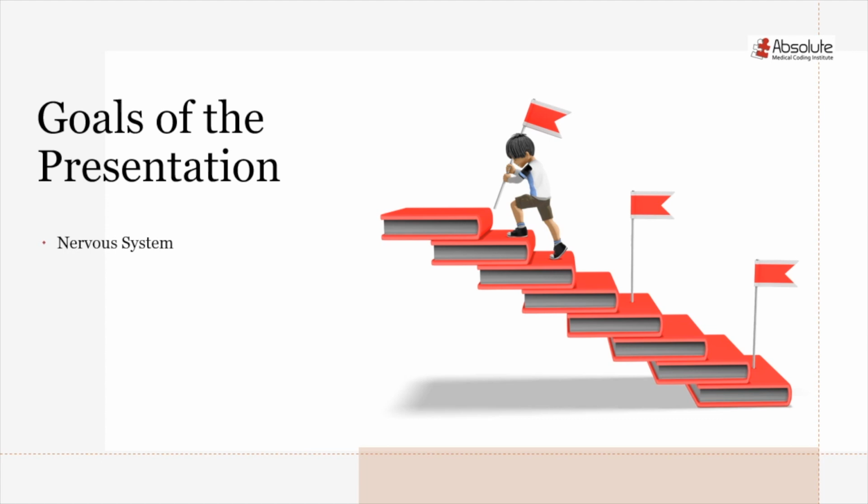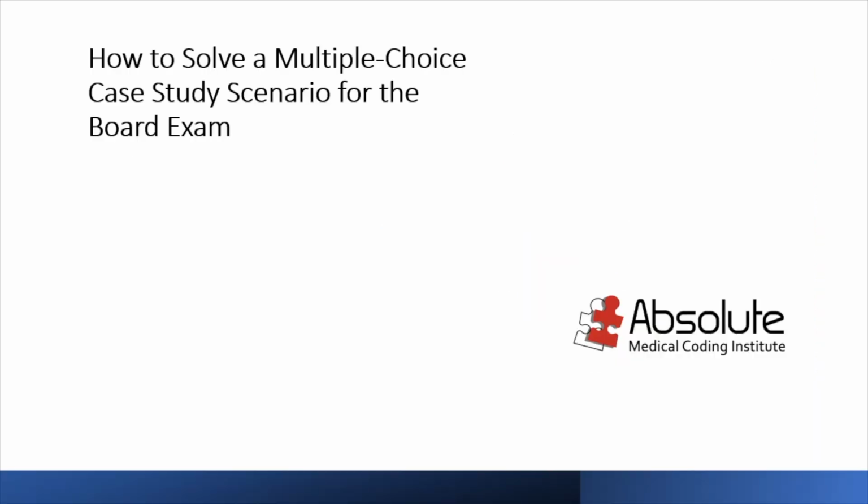We only have one, that is the nervous system. We will dissect scenarios from the nervous system. Now let's talk about how to solve a multiple choice case study scenario the AMCI way for the board exam. This is how we do it.